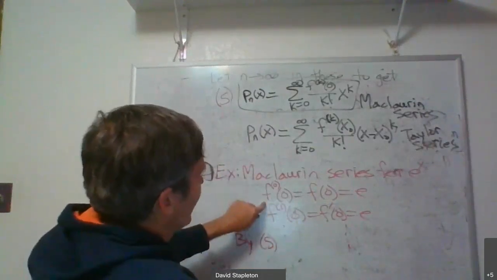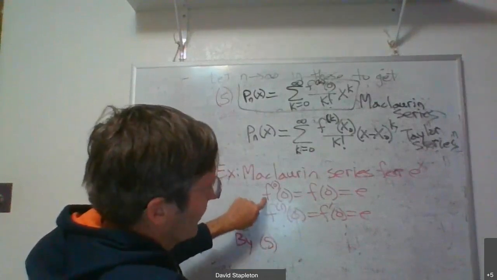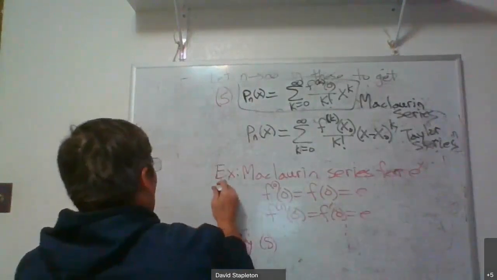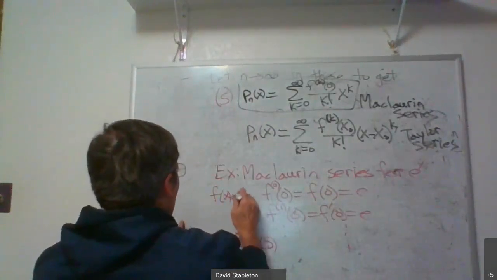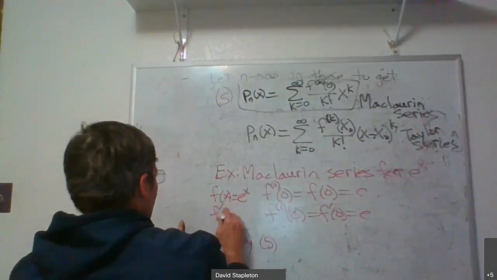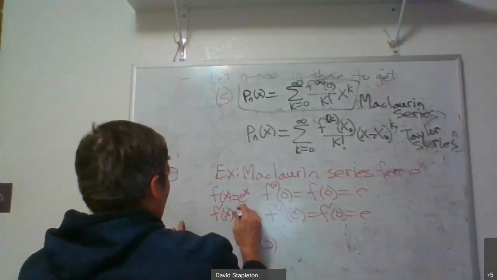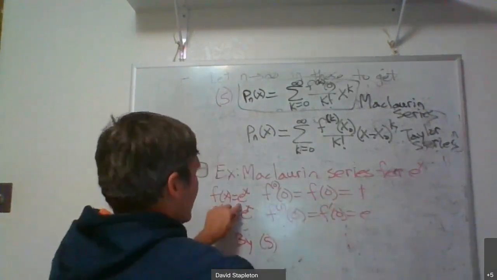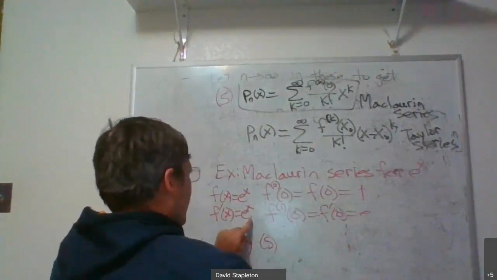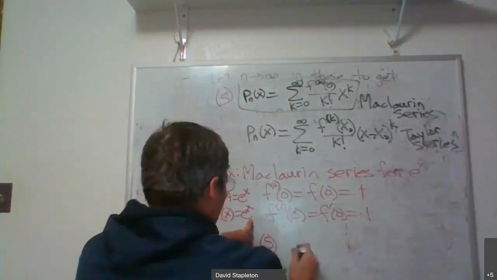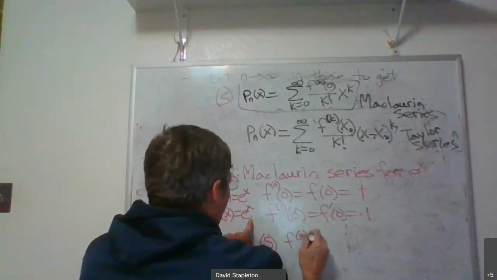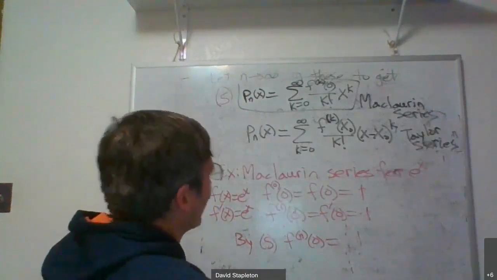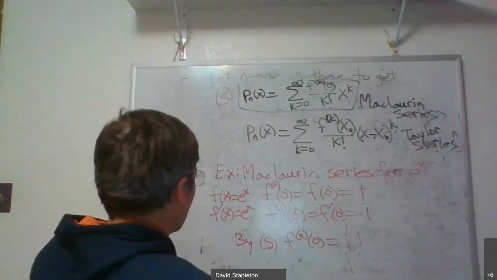Oh, I'm sorry, I don't want this. This was for the expansion at 1. So the function is e to the x, and so on. At 0, the function is equal to e to the 0, which is 1. The derivative at 0 is e to the 0, which is 1. The nth derivative at 0 is equal to 1, and so on and so forth. Forever, all the derivatives are 1. That's what's nice if you take the Maclaurin series for e to the x.